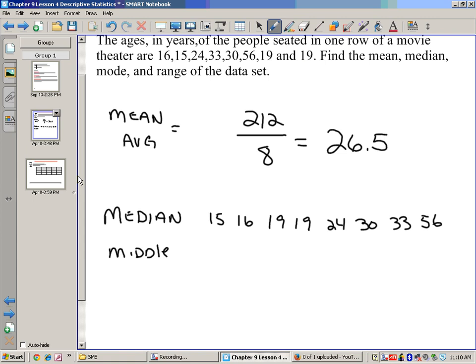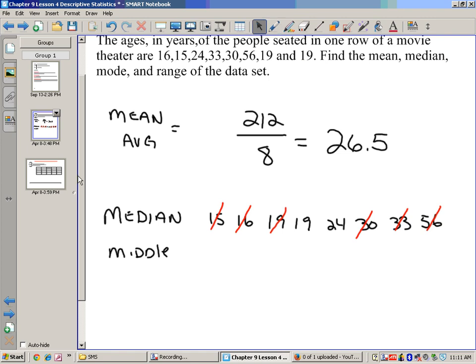So I just like to take one from the front, one from the back, scratch them off, you pair them up. Next pair, 16 and 33 out. Next one, 19 and 30 out. Here we come to 2. We can't obviously scratch out the 2, then we'd have no number left. So we take the 19 and the 24.